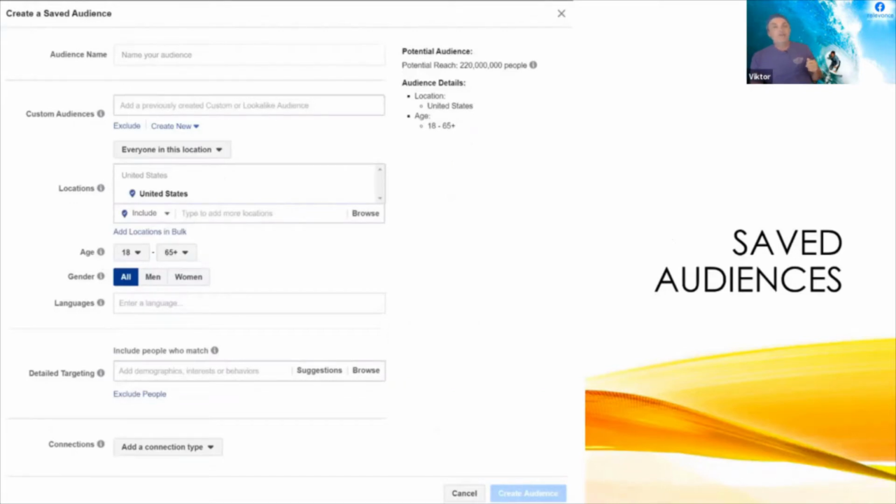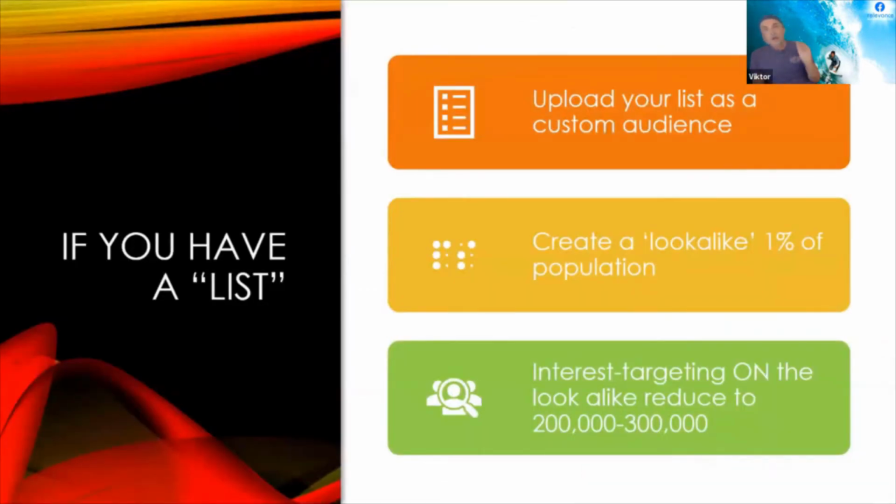So if you have a list, and pay attention to this, upload your list as a custom audience. Create a lookalike of 1% of a population. And if you put interest targeting on, the lookalike audience will reduce down to around 200 to 300,000 in the US, based upon the amount of people who live in that country. And you always want one country at a time. Facebook itself told me this. You confuse the algorithm if you try to run multiple countries in a single ad group.